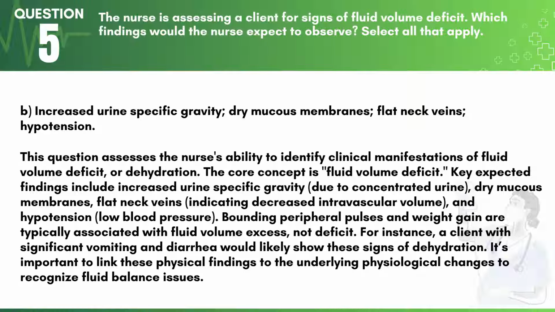Bounding peripheral pulses and weight gain are typically associated with fluid volume excess, not deficit. For instance, a client with significant vomiting and diarrhea would likely show these signs of dehydration. It's important to link these physical findings to the underlying physiological changes to recognize fluid balance issues.